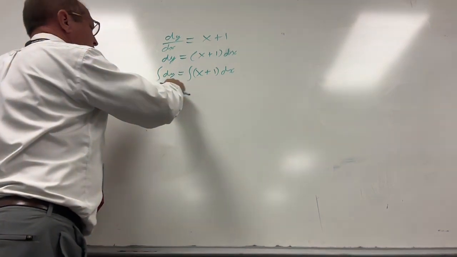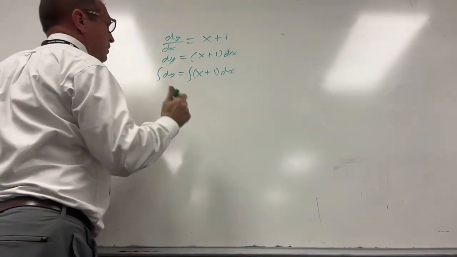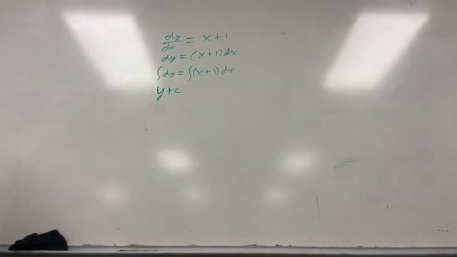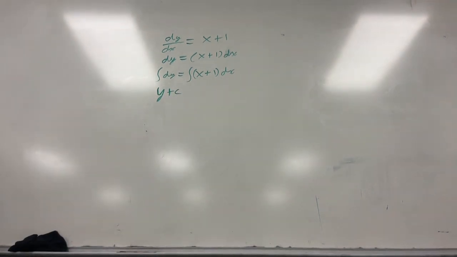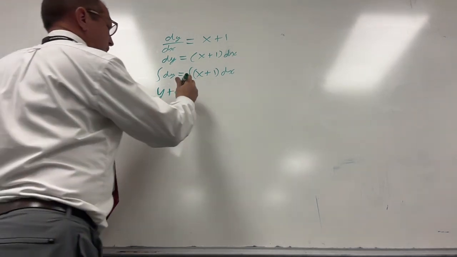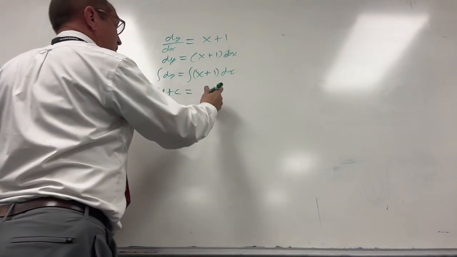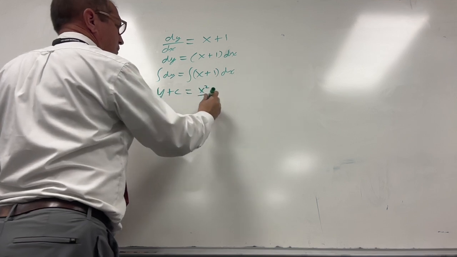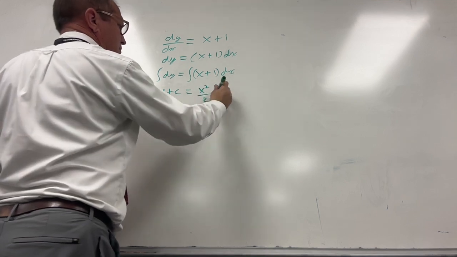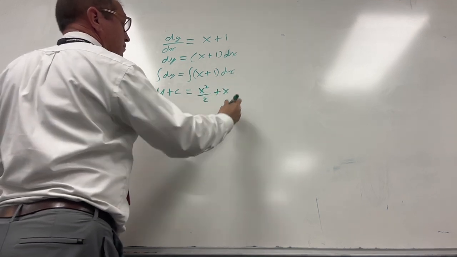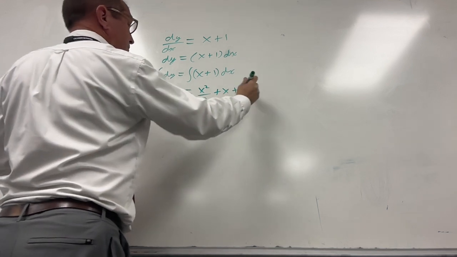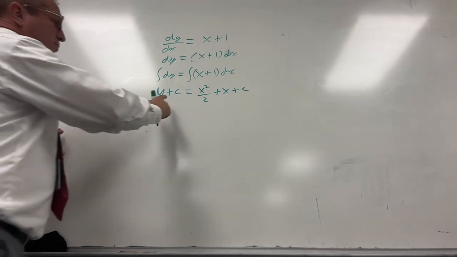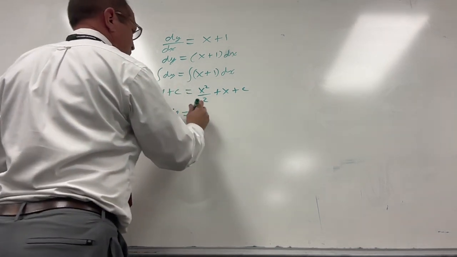Anyway, now what is the antiderivative of dy? y plus c, correct? All right, now, what is the antiderivative of x plus 1 dx? It's x squared over 2, right? Plus x plus c. Now we want to solve for y, so we subtract c from both sides, right? So what do we end up with?